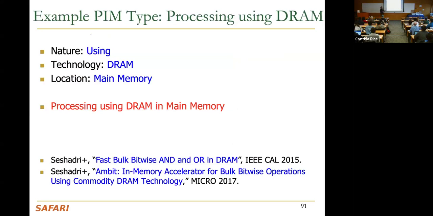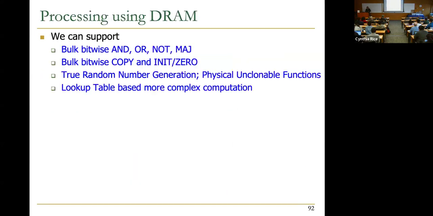DRAM is a technology that's very difficult to change, but you can do a lot with DRAM actually, which is fascinating to me. So we're going to do processing using DRAM in main memory, and I'm going to talk about some works. Clearly, there's a lot of other works in SRAM, RRAM, flash memory. If we have time, I'll talk a little bit about flash memory as well.